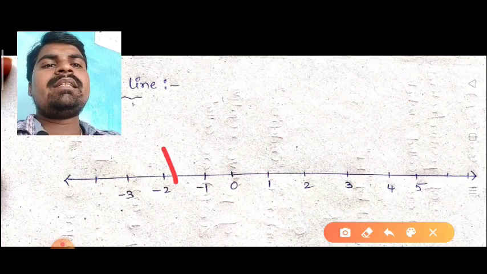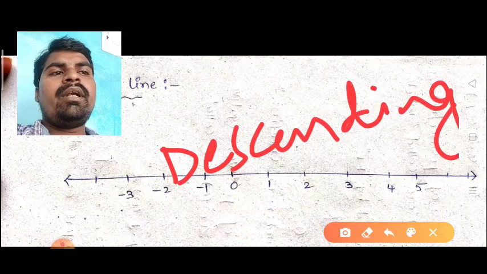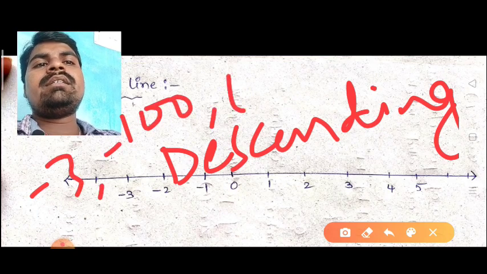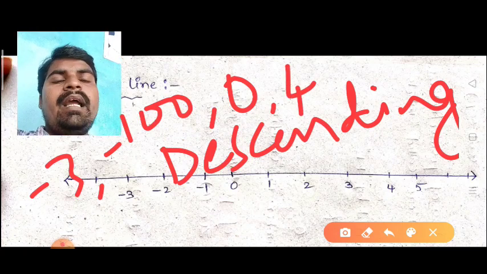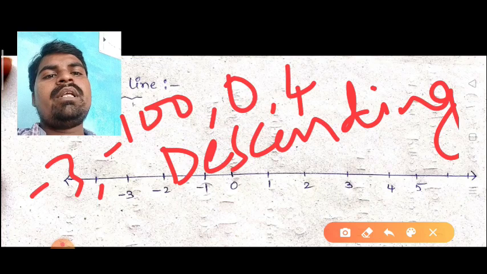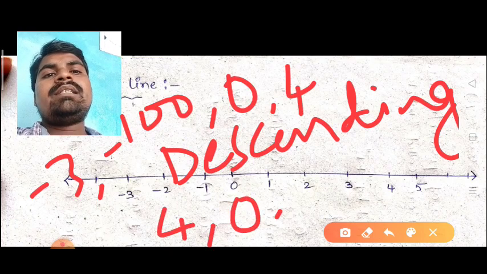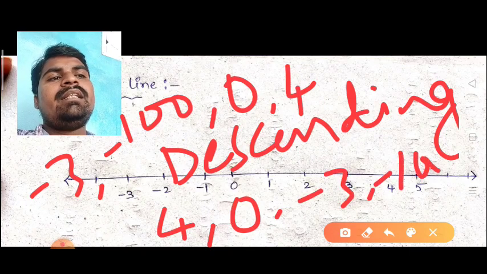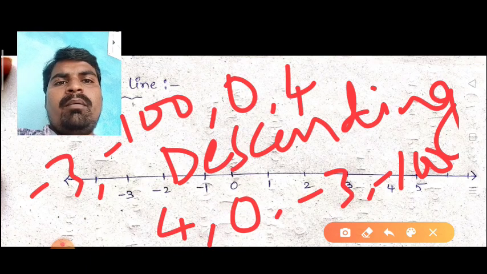Next, descending order is nothing but big to small. For example, -3, -100, 0 and 4. Tell me the descending order, big to small. 4 is the biggest first, next 0, next -3 and -100. Which is bigger, -3 or -100? -3 is bigger, so the last one is -100. This is the big to small order: 4, 0, -3, -100. You know very well 0 is bigger than the negative numbers.